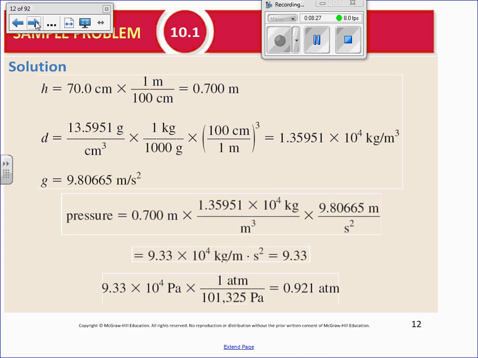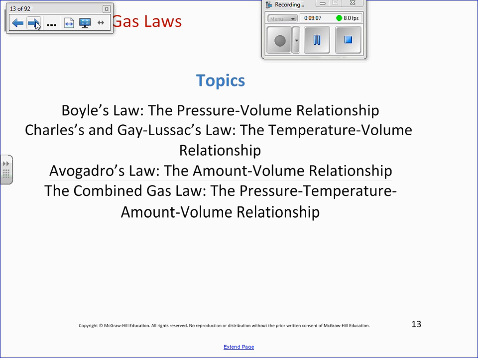So pressure is equal to the height times density times g, and we get 9.33 times 10 to the fourth kilograms per meter times second squared. That's pascals, and converted from pascals to atmospheres is 0.921 atmospheres. We're not going to bother with a lot of that. So from that we get into gas laws.